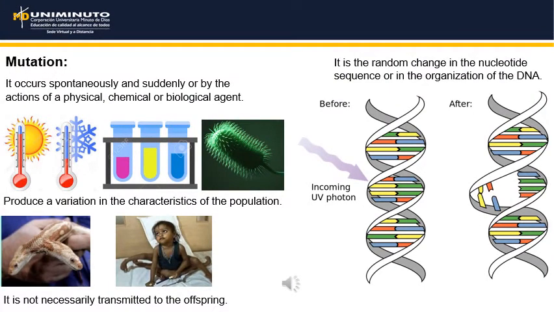Mutation. It occurs spontaneously and suddenly, or by the action of a physical, chemical, or biological agent, and produces variants in the characteristics of the population. It is not necessarily transmitted to the offspring. It is a random change in the nucleotide sequence or in the organization of the DNA.